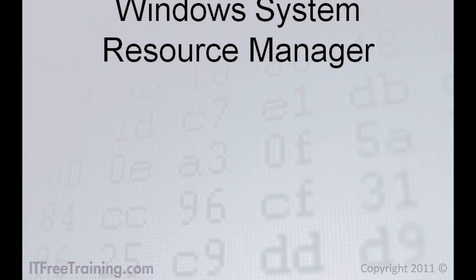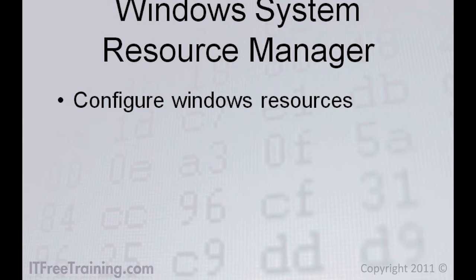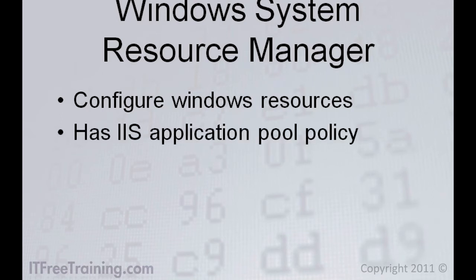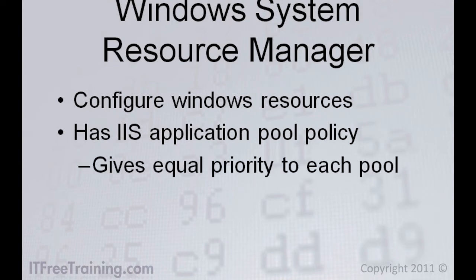Windows Server 2008 will run all processes with equal priority by default. If you are using IIS to provide mission-critical services, you may want to change the priority level of IIS. Using Windows System Resource Manager, you can configure Windows to allocate resources in a particular way, even under heavy load. Windows System Resource Manager also has a policy designed just for IIS. Using this policy, each application pool in IIS is given equal treatment. You can also make your own custom policy if you wish.